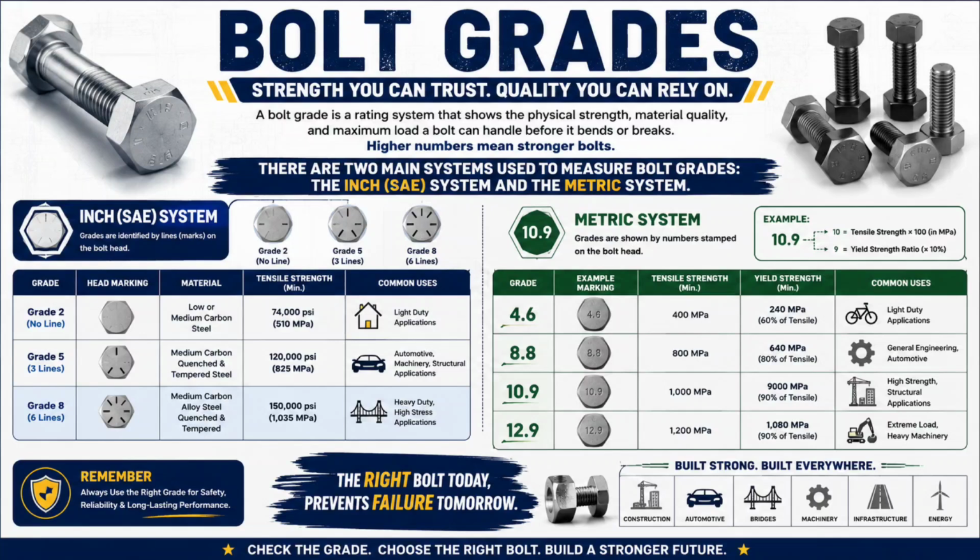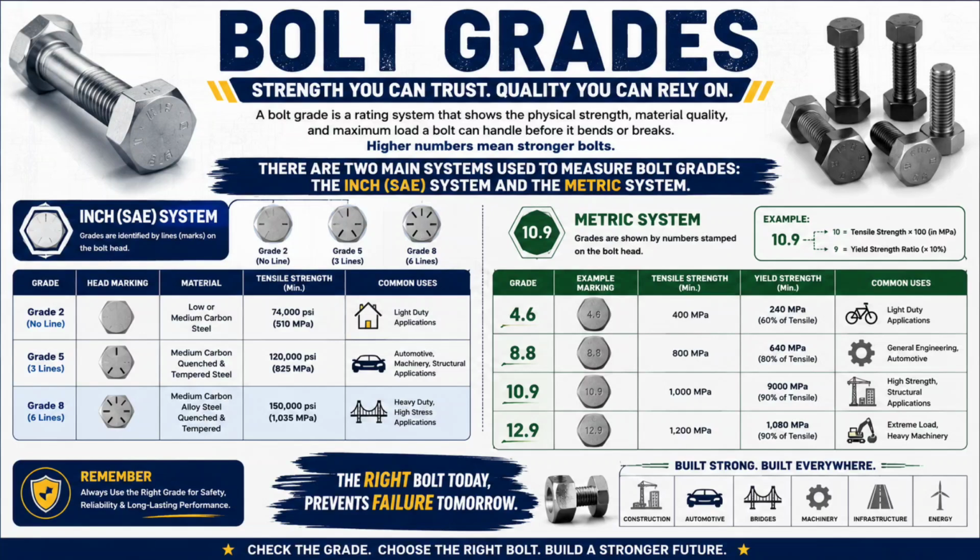There are two main systems used to measure bolt grades: the inch system or SAE system, and the metric system. In the inch system, the bolt grades are identified by the number of lines marked on the bolt head. In the metric system, the bolt grades are shown by numbers stamped on the bolt head. So you can observe the corresponding difference between the two measuring systems.